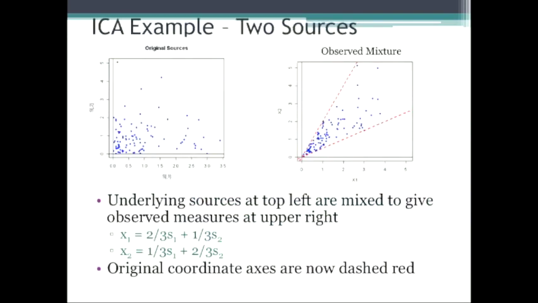So let me just give an example. Here we're supposing that we have two sources of stimulation to two groups of neurons. Let's say we have source 1 on the x-axis and source 2 on the y-axis, and what we are going to do is construct this data set. Neuron 1 is going to respond 2/3 to source 1 and 1/3 to source 2, and neuron 2 is going to respond 1/3 to source 1 and 2/3 to source 2.